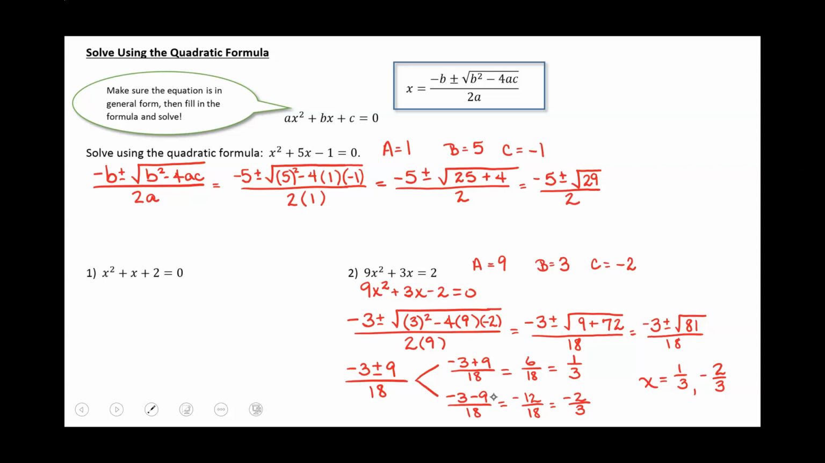Now there's sometimes that I don't need to know the solutions. I just need to know how many there are or what type there are. And in that case, I can use something called the discriminant. The discriminant is just what is under your radical sign. It does not include the radical.